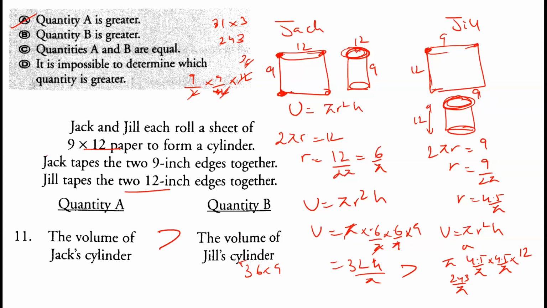Now, a classical mistake that a student can make would be to think that if the roll of sheet is 9 by 12, it's the same for both Jack and Jill. So a student might think that the volume would be the same, but no, it's actually different.